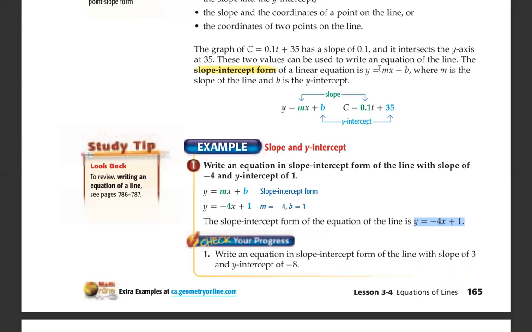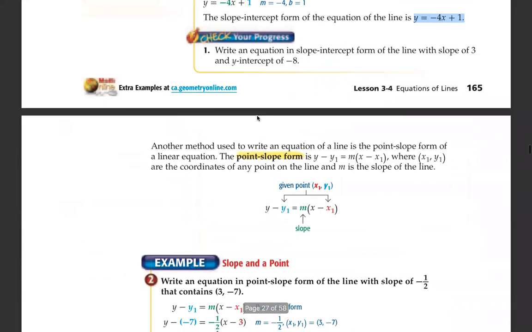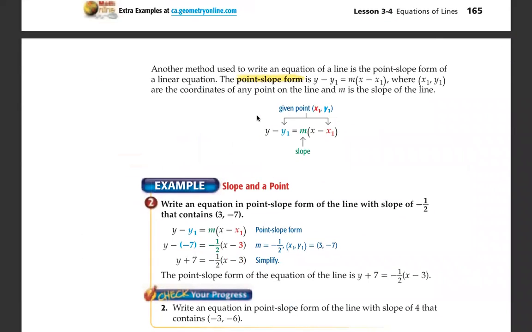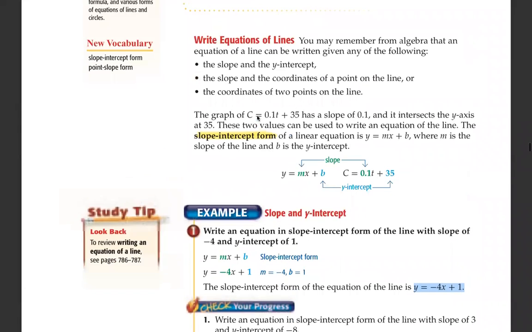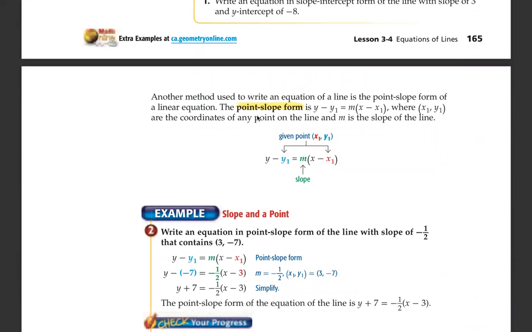Now, let's go to the next type of equation, or another way to write an equation of the line. The other way is using point-slope form. So a while ago we had slope-intercept form. This one we have point-slope form. So we have different forms.